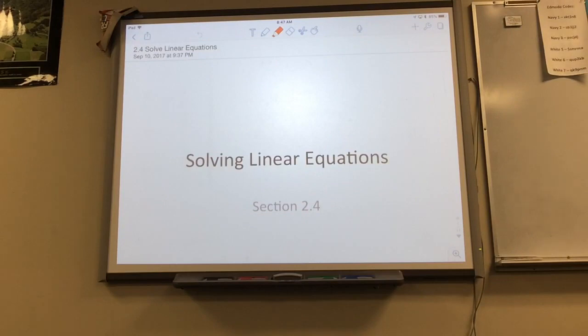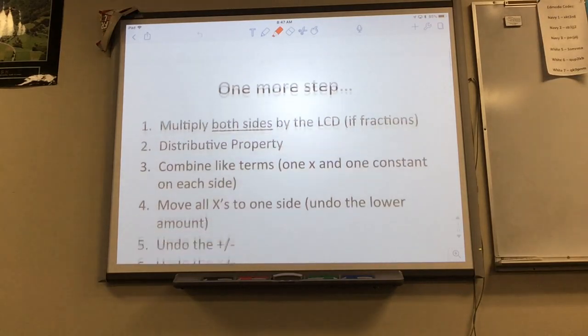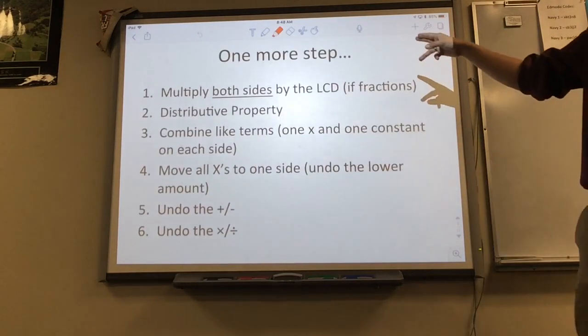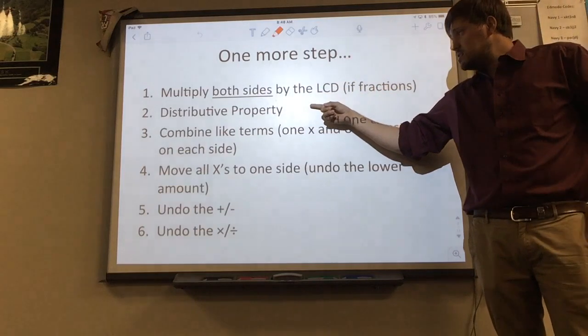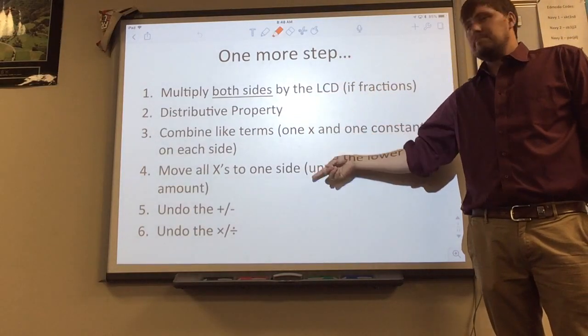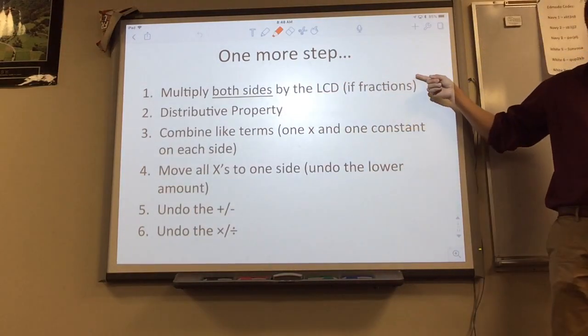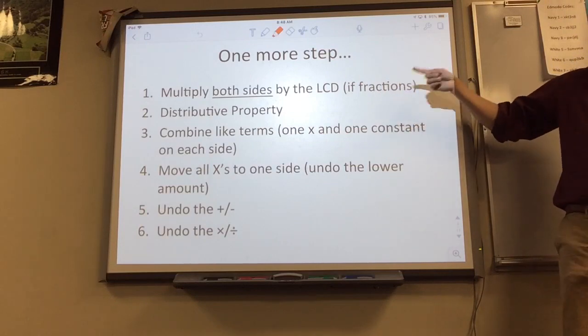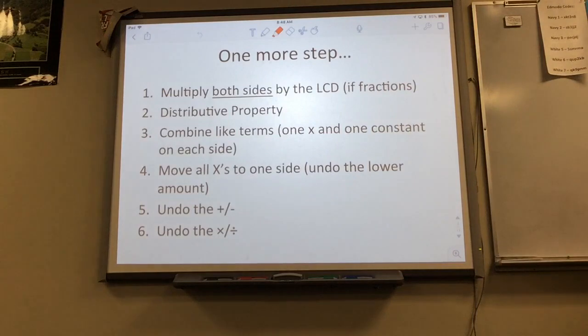Alright, so solving linear equations 2.4, we're going to tie everything we've talked about together and then make it a little bit harder with fractions. We're doing that same process, the process that I wrote out last time for you. It had these 5 steps below it, but I'm throwing in 1 step at the beginning. 1 step before the distributive property is to multiply both sides by something.